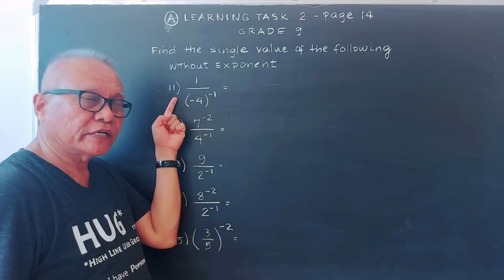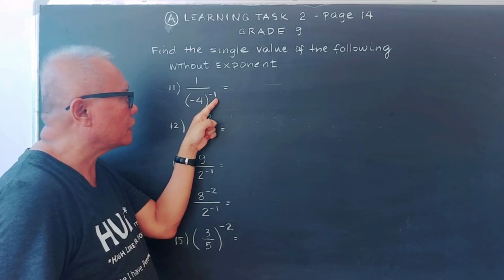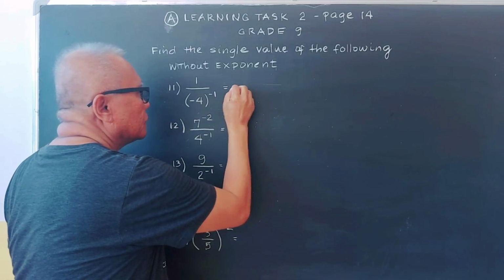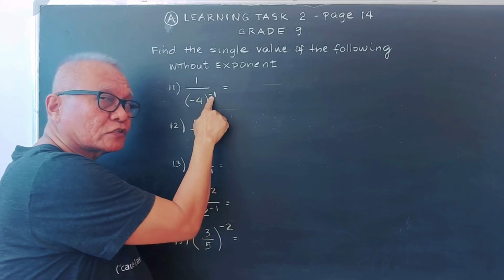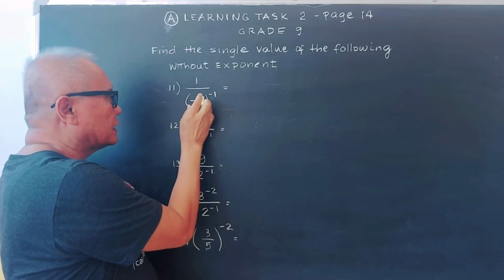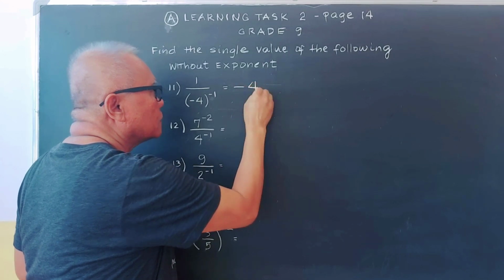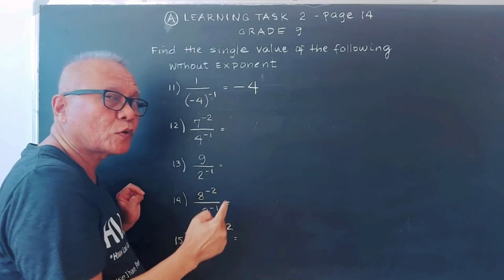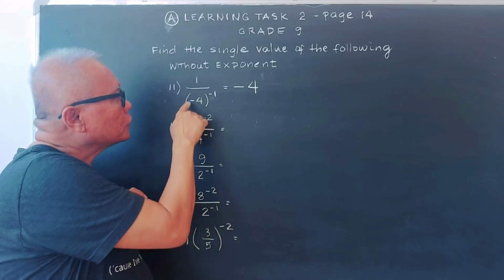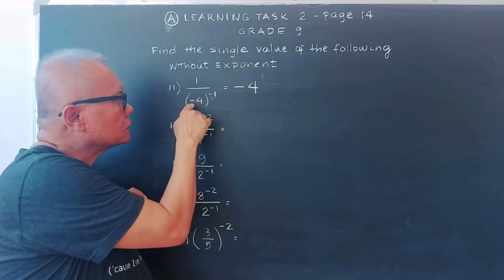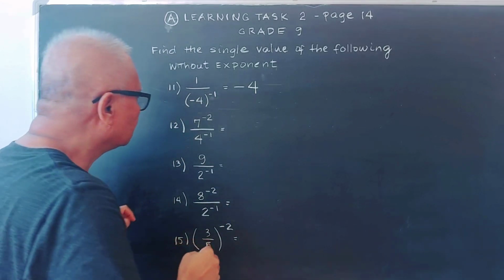Okay, number 11. We have 1 over negative 4 raised to the negative 1. So, itaas natin sa itaas. Nasa baba siya para maging positive yung negative 1. Pag tinaas natin siya, our answer is negative 4 to the first power positive, or simply negative 4. Huwag niyong babaguhin ang sign ng number. Exponent na sign lang ang binabago.